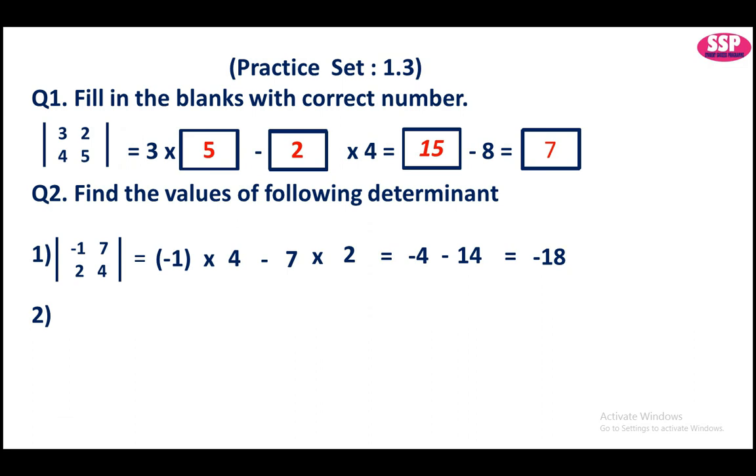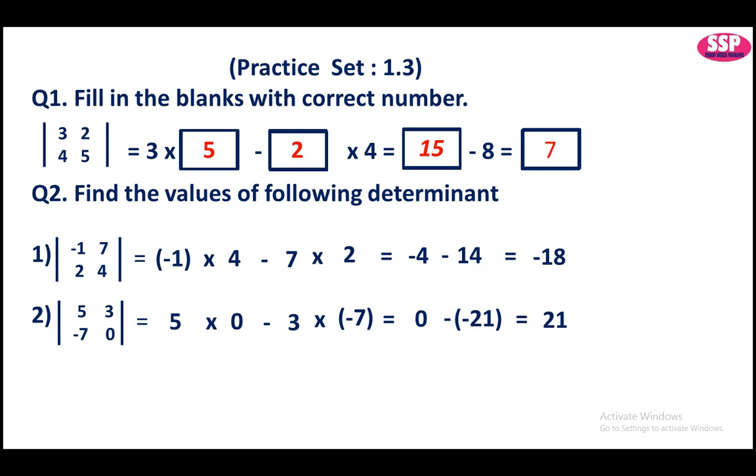Now we'll see the second determinant is equal to 5 multiplied by 0, minus 3 multiplied by minus 7, is equal to 5 multiplied by 0, it gives 0, minus 3 multiplied by minus 7, minus 21. Minus of minus 21 becomes plus 21. Good.